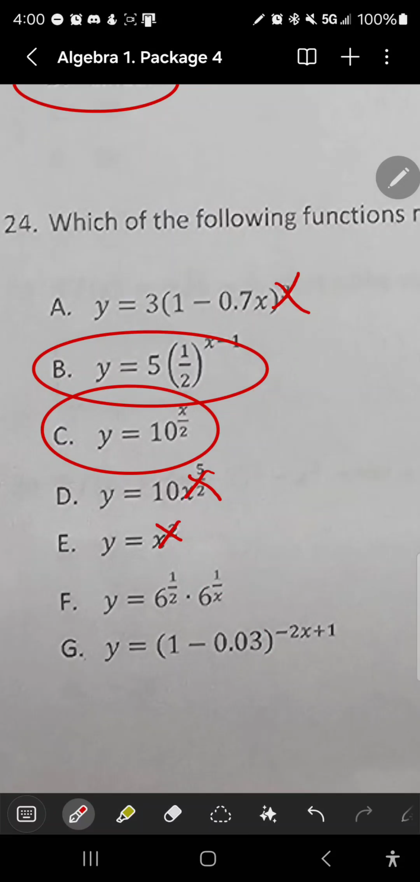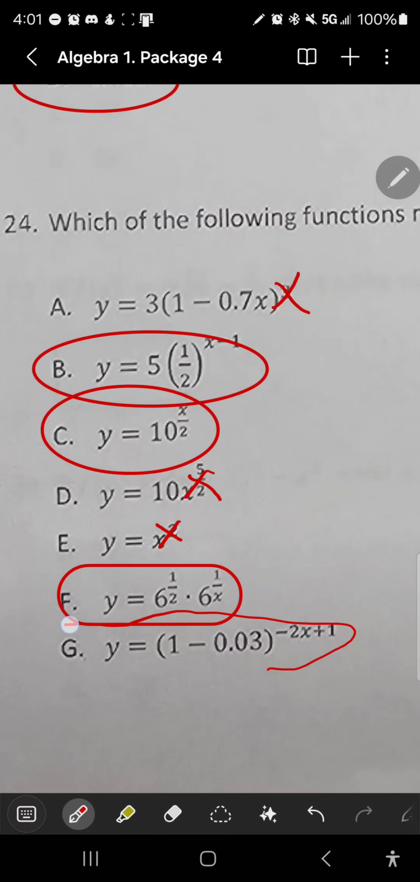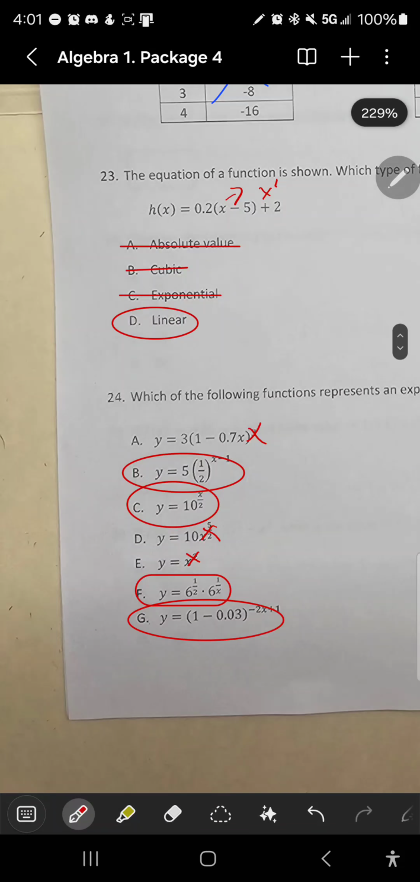So here we go. Now for F, okay, here we have 1 over x, so 6 to the 1 over x, so we're fine. We have the x in the exponent. And in this case, we have this to the negative 2x plus 1, so we have x in the exponent as well. So we are fine for this.